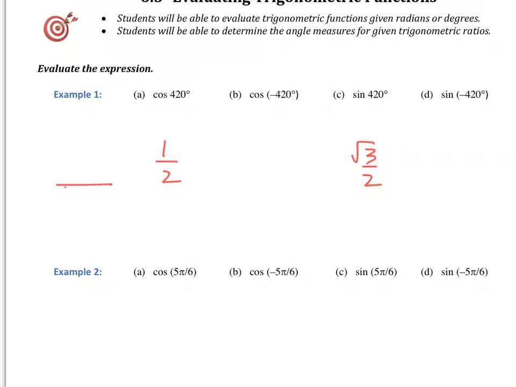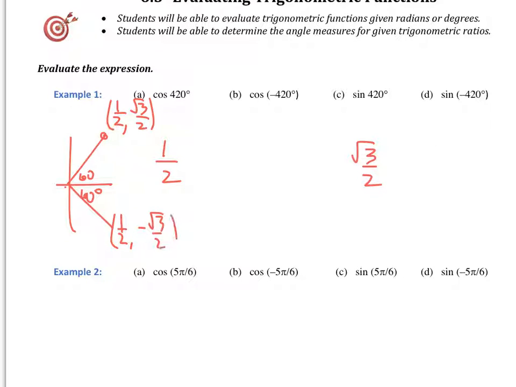So if we had drawn a picture, we would have had 60 degrees here, and would you agree that on your unit circle you have 1/2 comma root 3 over 2 at 60 degrees? Yeah? Okay. So then the only thing that's going to happen when you go to do the negative 420, remember, you're going to go in the opposite direction, and now you're going to finish down here, which is still a 60. What's going to happen to our point if we flip it across the x-axis? The y gets negative. So now you have 1/2 comma negative root 3 over 2.